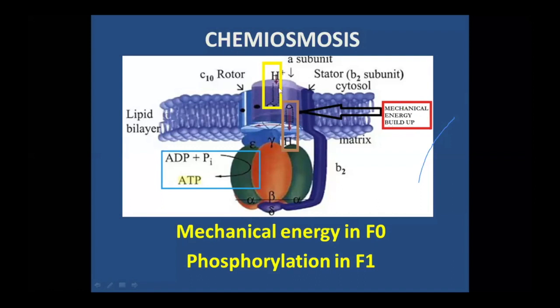Now what happens as that occurs? Down below here in our F1, habang nagbe-build up ng mechanical energy itong si F0, eto, nag-a-attract naman siya ng ADP at P. So bawat bagsak ng hydrogen ion dito, nagko-combine si ADP at P, forming ATP. Okay? So the mechanical energy in F0 would actually bring about the phosphorylation that happens in F1. Okay? So I hope okay na po tayo dyan.